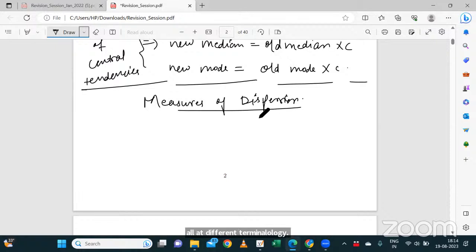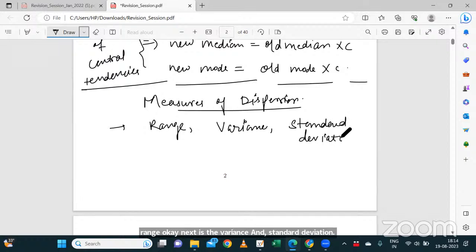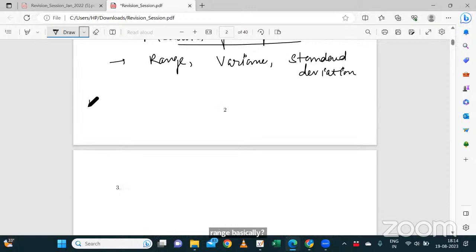So basically, the measures of dispersion are: the first one is the range. Next are the variance and standard deviation. Another one, IQR, we will discuss later. Now, what is the range basically? Anybody? Range of any data set is nothing but the maximum value minus the minimum value, right? That's all.